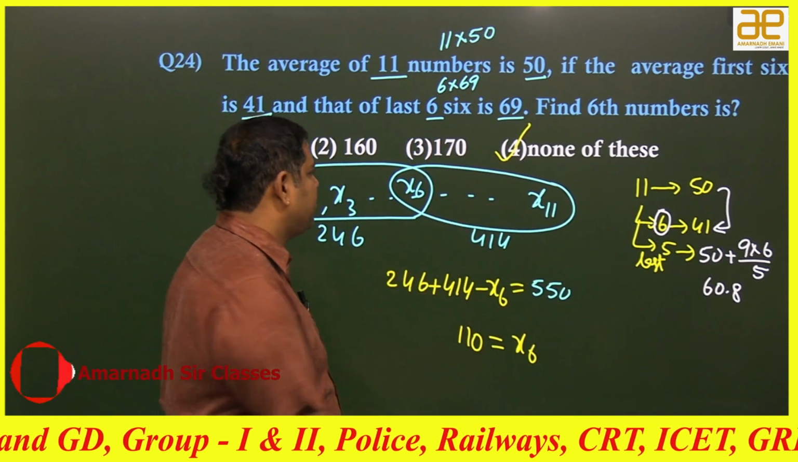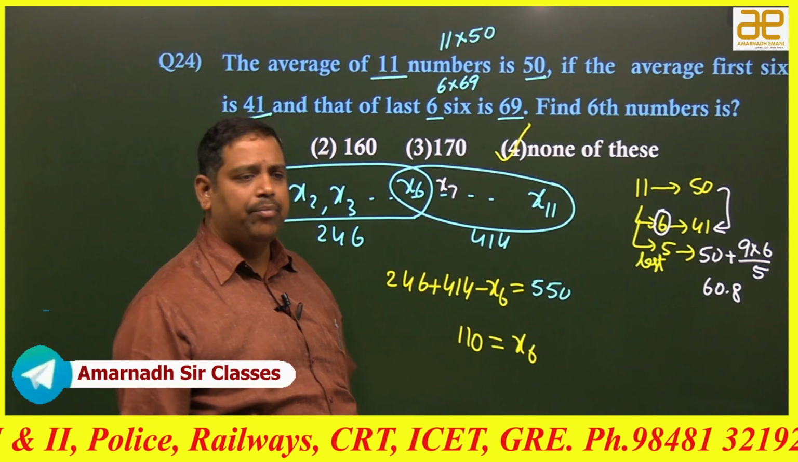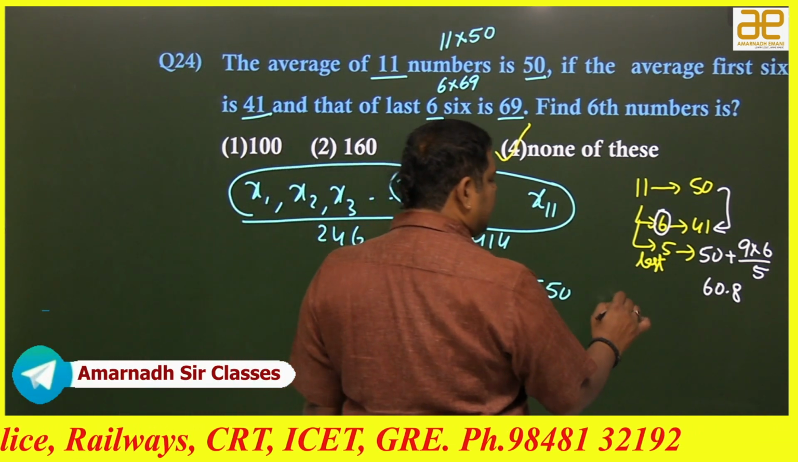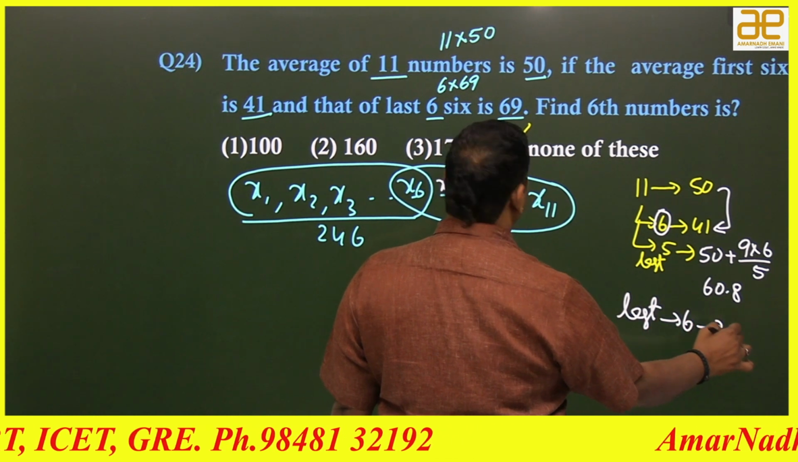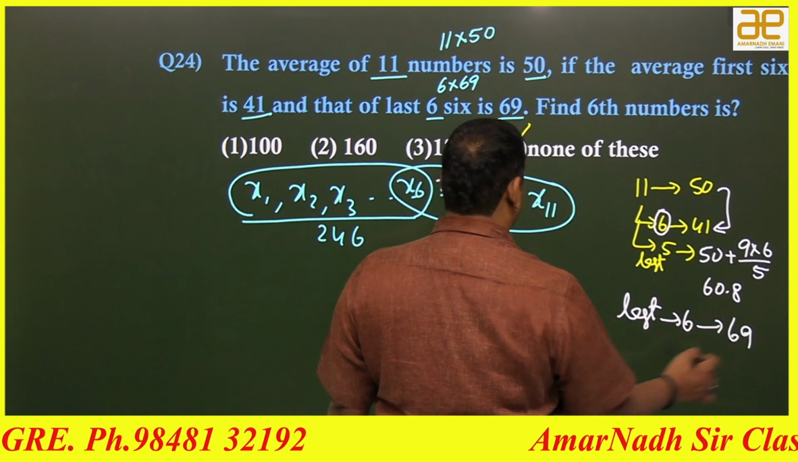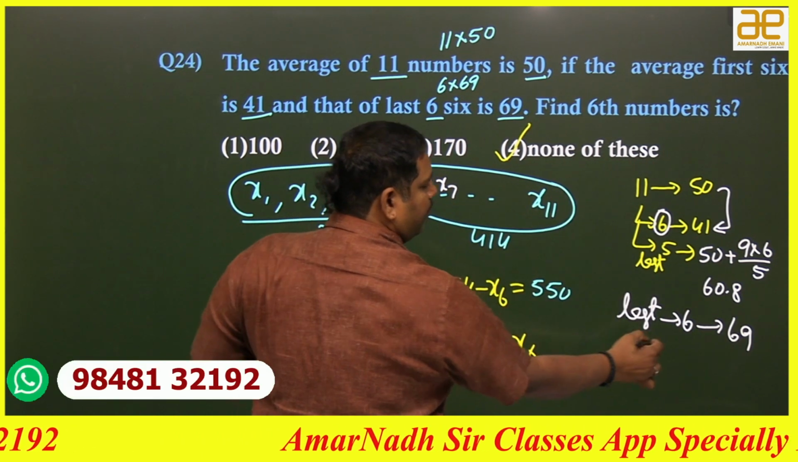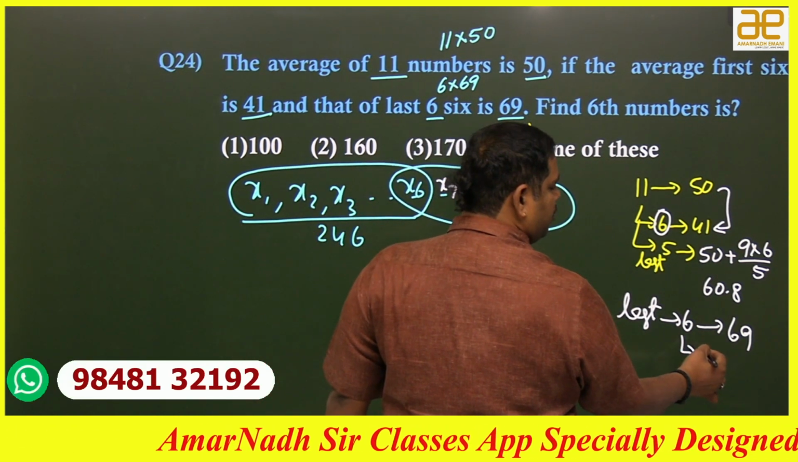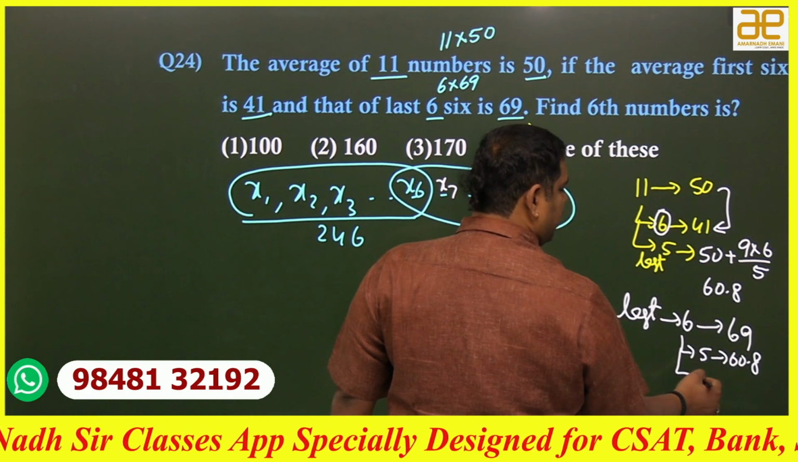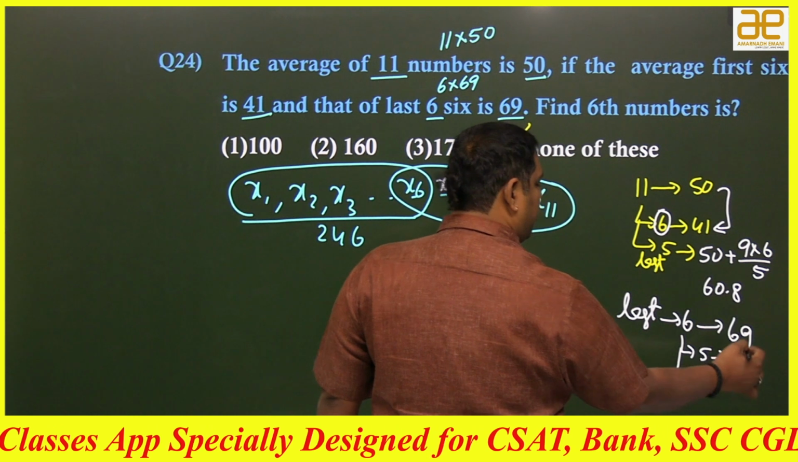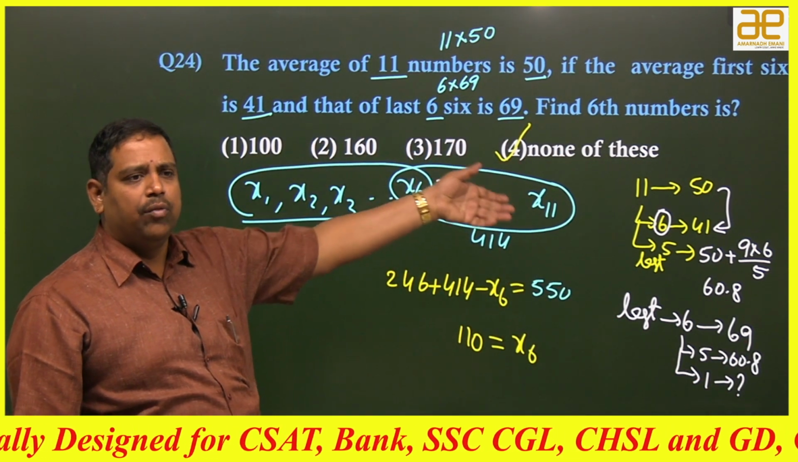Last 5 numbers means x7 to x11. Okay. Last 6 numbers average is how much we specified here? 69. These are our last 6 numbers. Last 5 numbers average I know. In those 5 numbers the average is how much? 60.8. And he is asking about the remaining 1 number. Am I right or no? The remaining 1 number is nothing but x6, right? Can I go with this one?